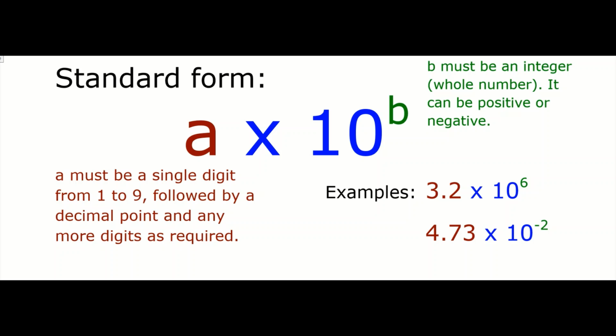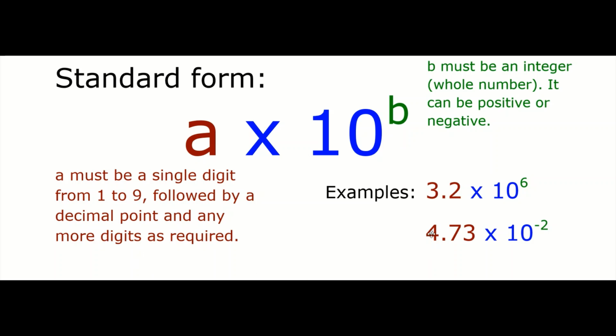So moving on to standard form then. Numbers in standard form are written as a number multiplied by a power of 10. This number is only allowed to take certain values. It should be a single digit from 1 to 9, and then a decimal point, and then any more digits that are in the number.